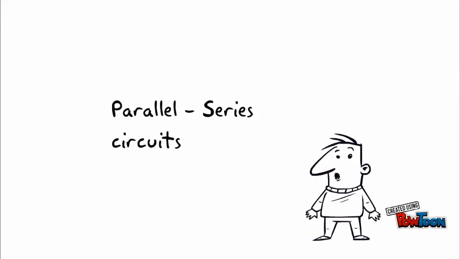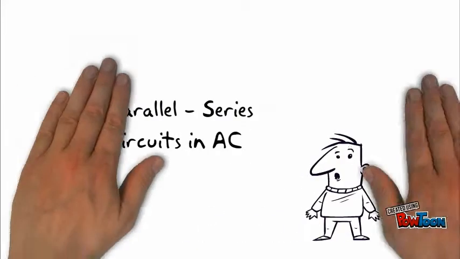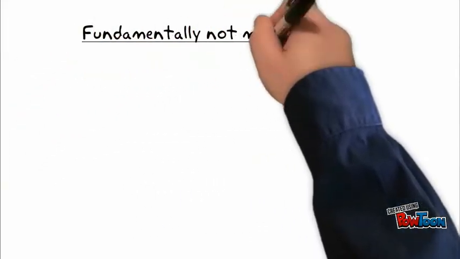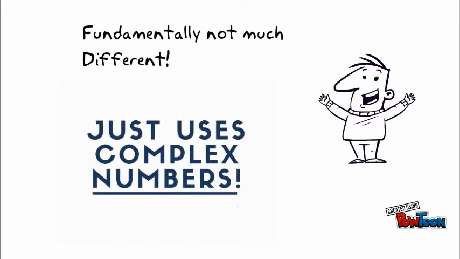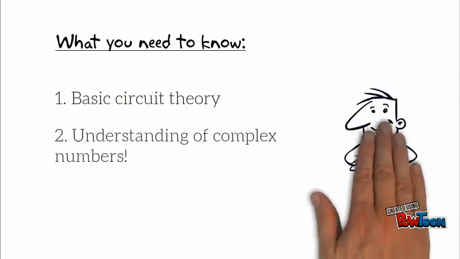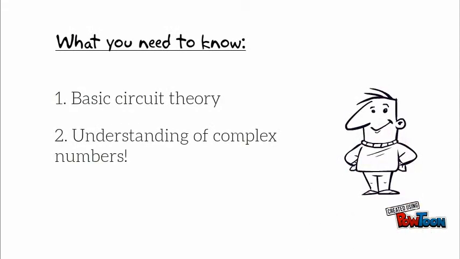Parallel series circuits in AC. Fundamentally, it's not much different from DC circuit analysis. It uses complex numbers to represent voltage, current, and impedance. That's the only difference. You need to know Ohm's law, Kirchhoff's current law, and Kirchhoff's voltage law. Also an understanding of complex numbers.